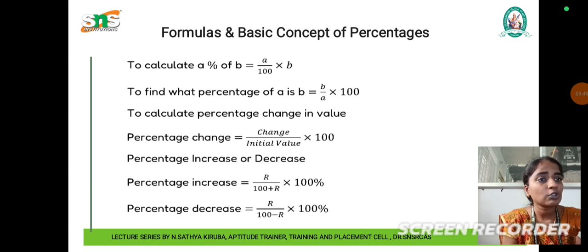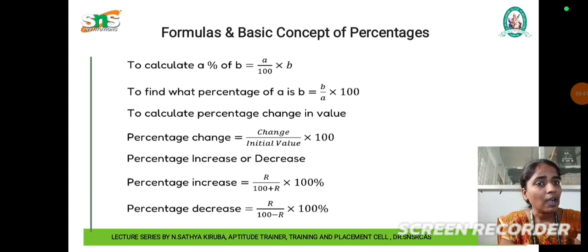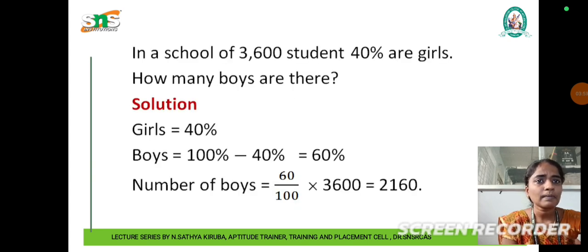Now percentage increase or decrease. How will we calculate that? R by 100. If the percentage is increasing, we will do it as 100 plus R into 100 percentage. When the percentage decreases, we will calculate as 100 minus R into 100 percentage. Now, for example, in a school there are 3600 students, 40 percentage are girls. How many boys are there is the question. Girls are 40 percentage. Obviously, the boys are 60 percentage. Number of boys can be calculated by finding the given percentage of the total. So 60 by 100 into 3600 will give us 2160.